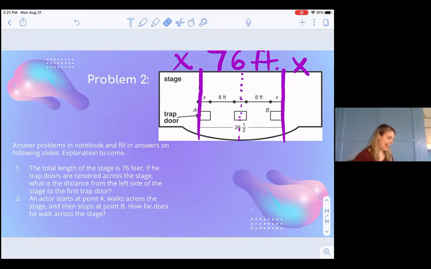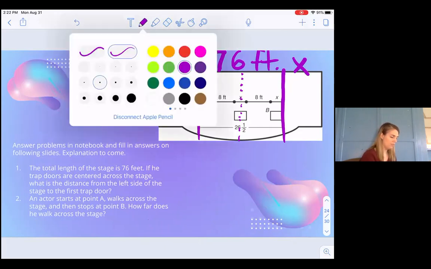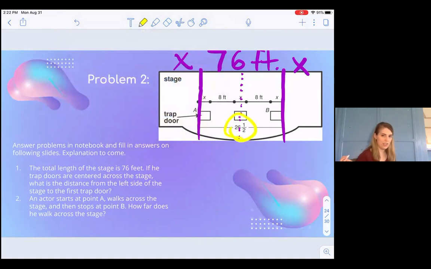Okay, so it says an actor starts on point A, walks across the stage, and then stops at point B. How far does he walk across the stage? So here, instead of looking at the whole 76, I'm just looking at the 26.5. I look at the different values. I see here I have 3 X's and 2 8's.